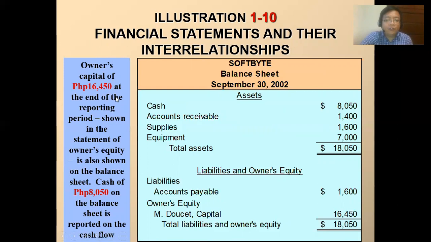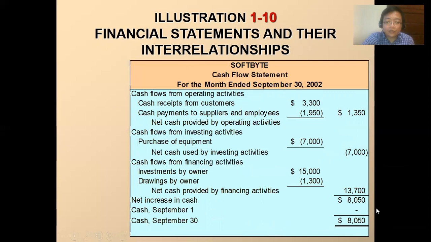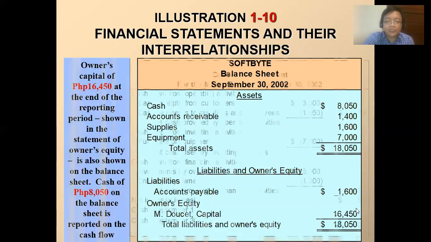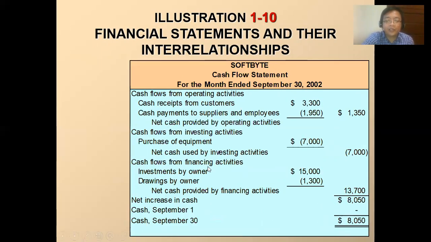So, sinabi niya, no? The owner's capital of 16,450 at the end of the reporting period shown in the statement of owner's equity is also part of the balance on the balance sheet. Cash of 8,050 on the balance sheet is reported as part of the cash flow. So dapat it balances, ha? The 8,050 and also the 8,050 here. All right. So for cash flow, you have cash flow from operating, cash flow from investing, and cash flow from financing. So you minus 1,950 here, you minus 7,000 here, and you minus 1,300. So all in all, 8,050.